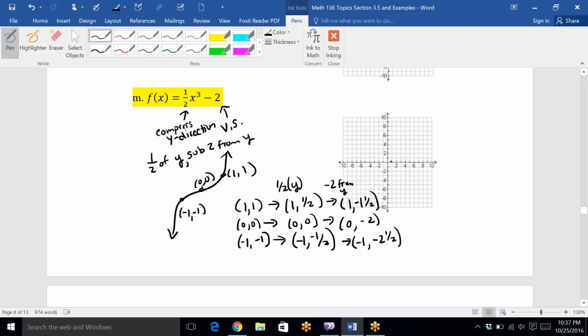So +1, -1.5, which would be right here. 0, -2, and -1, -2.5. So notice I get a compressed, or actually compressed in the y direction, squished, and it would also have the shifting down too.